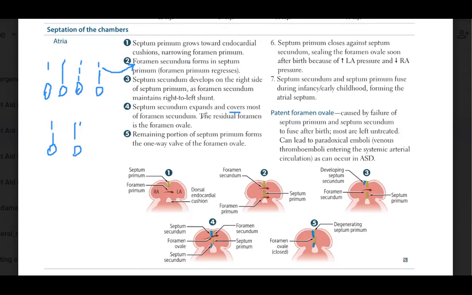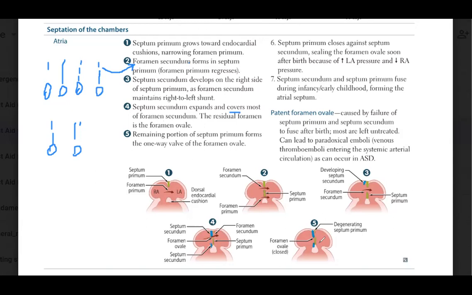narrowed. The residual foramen is the foramen ovale, and the narrow foramen secundum, which is left, is forming a foramen ovale. So foramen ovale is formed by the expansion of septum secundum and the narrowing of foramen secundum. So you see, secundum is there, not primum. Please remember this.